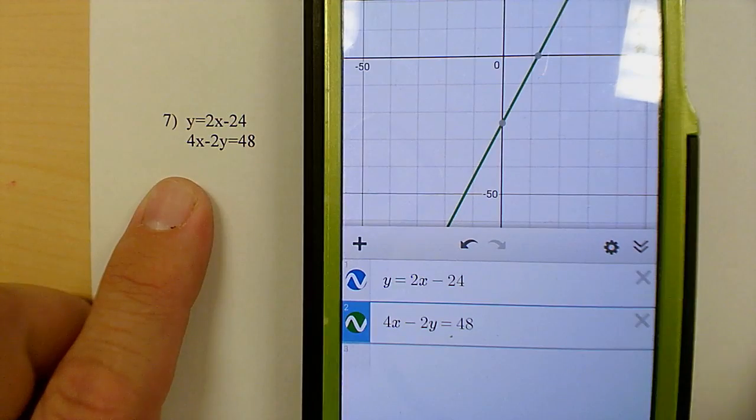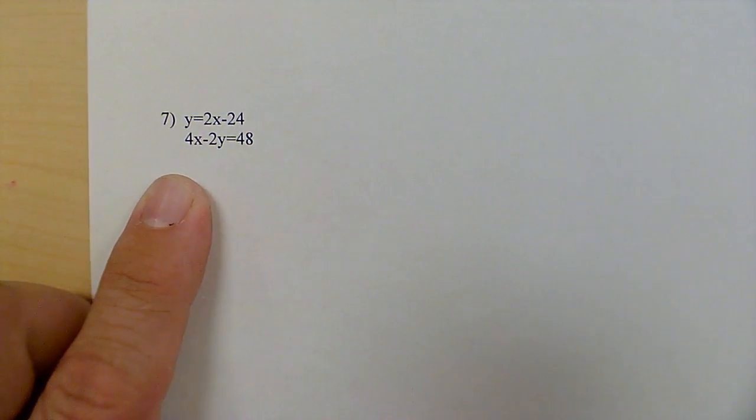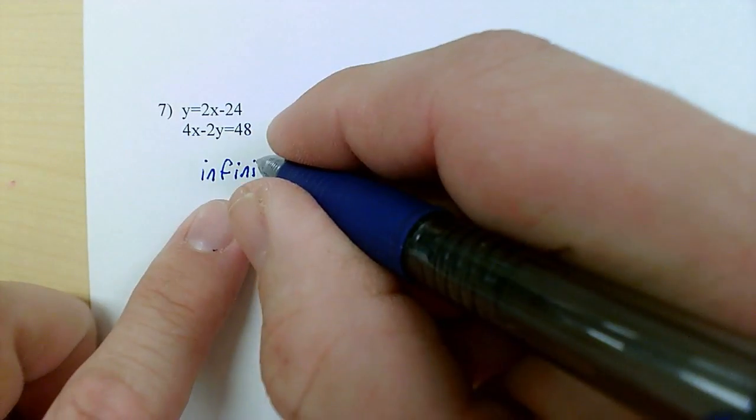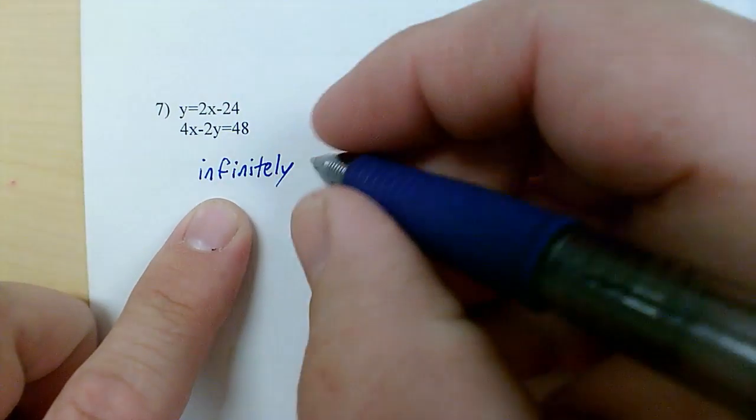So it's obviously not that we're going to list them all out. So what we're going to say is that there's infinitely many solutions when the graph is the same graph for both equations.